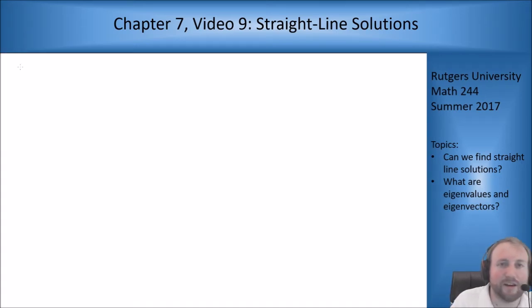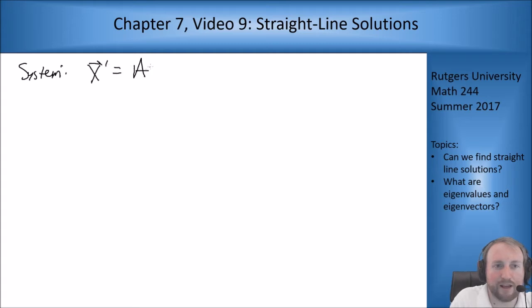So we're going to look at straight line solutions and end up talking about what are called eigenvalues and eigenvectors of matrices, which are the things that we need to look at in order to start solving these problems. So let's go ahead and start talking about these straight line solutions. We're going to start with a homogeneous first order linear system. So our system looks like x prime equals A times x. In this case, we're going to assume that A is a constant coefficient matrix.